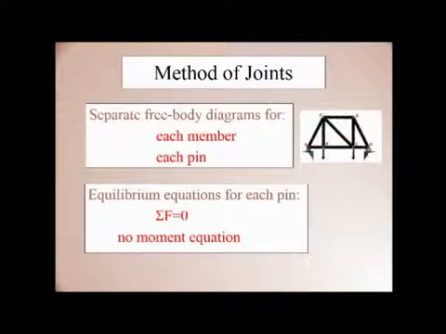Now let's discuss the method of joints. After discussing all these things, we will go on to the numerical part. Now we are taking a reduced figure of the previous slide, that is a separate free body diagram for each member and each pin we have to draw. That is the method of joints. Now we need to write the equilibrium equations for each pin, that is the net force acting on them is 0. That means no moment equations. As it is a stable truss, there will be no rotation, so no moment equation. That means the summation of all the forces will be 0.